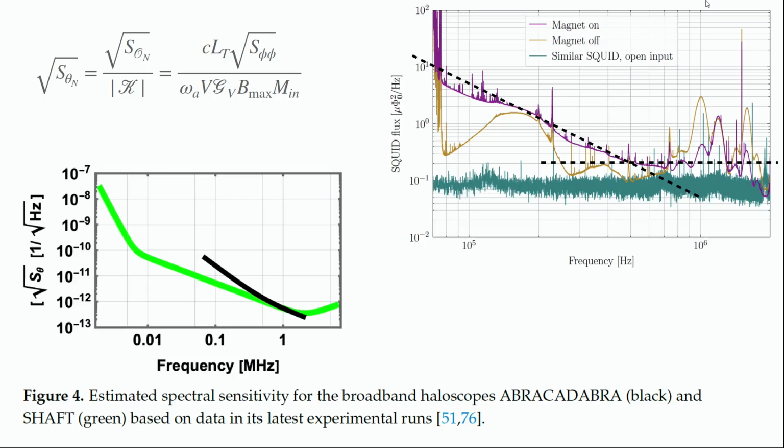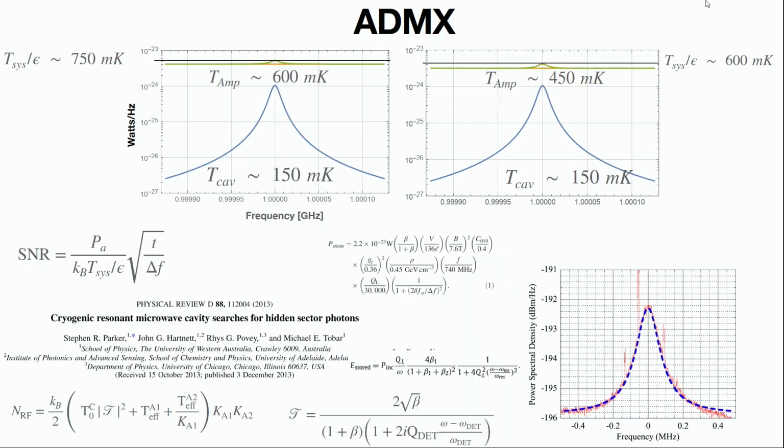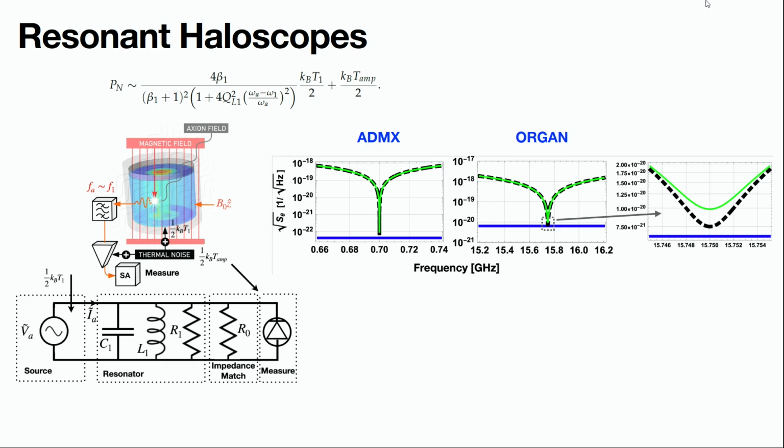If you're interested, in the paper I've done it for ABRACADABRA. I've looked at the noise sources and worked out the spectral sensitivities. I've done it for SHAFT, and I've done it for resonant haloscopes. And here's ADMX, in terms of power, watts per hertz. This is the spectral density of noise in the cavity, and that's your amplifier noise. You can see a little dip here. If you can get a better amplifier noise, you get a bigger dip. And you can do all the same calculation, and then convert this into a per root hertz as well. And so that's what we did.